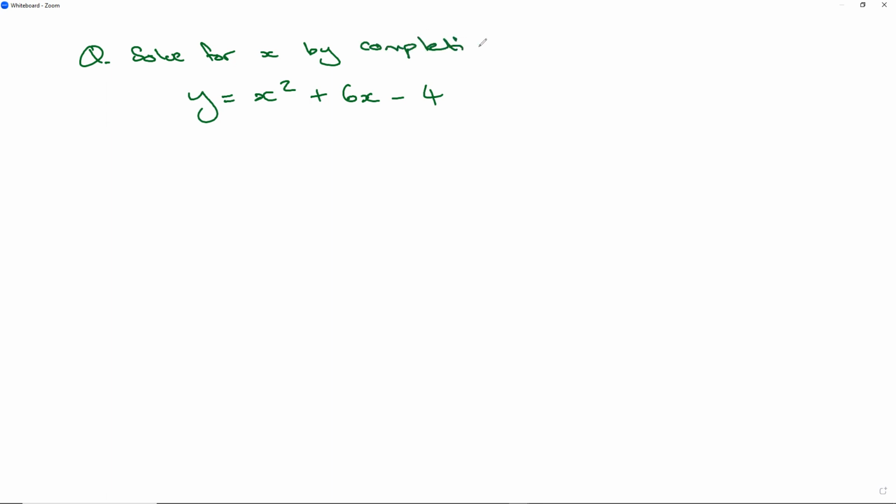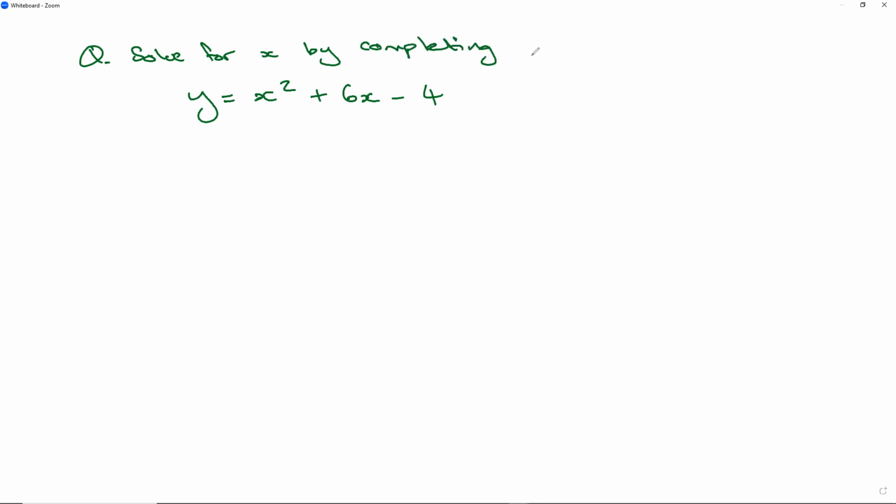So as you can recall, when you are completing the square, let's suppose you're given a quadratic, y equals x squared plus 6x minus 4, and you want to complete the square. So the question says solve for x by completing the square. Remember that when you're solving for x, you're finding the roots.